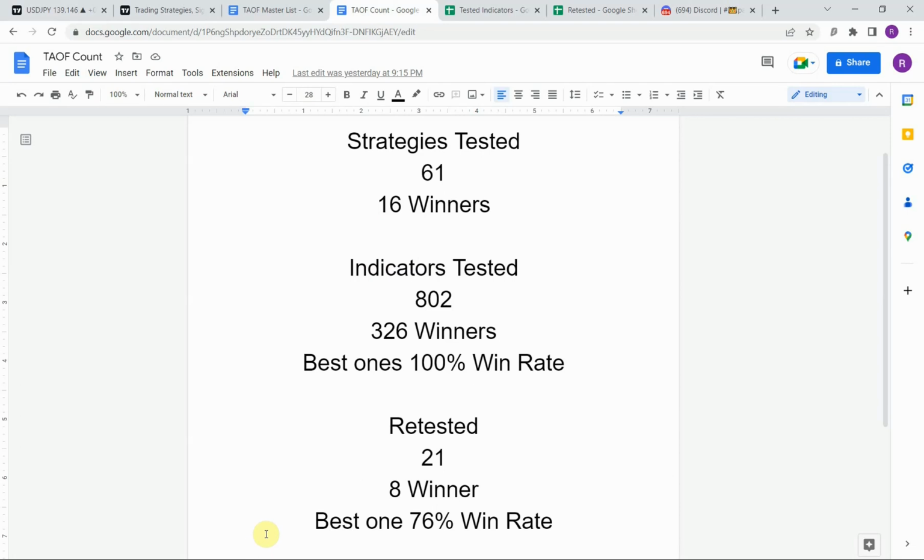We've also retested in the advanced testing 21 of the winning indicators. 8 of them have been able to maintain the winning status, the best one a 76% win rate. Keep in mind that we test most of these strategies and indicators on the Forex and crypto market, but they can be applied to just about any market and time frame universally.